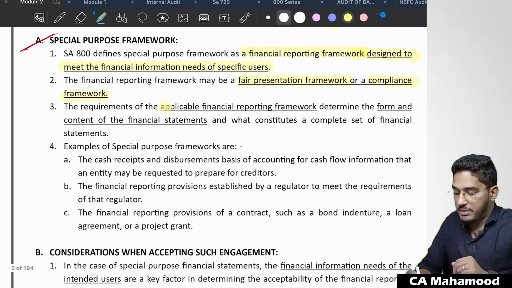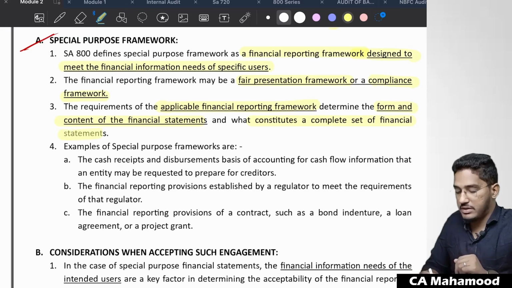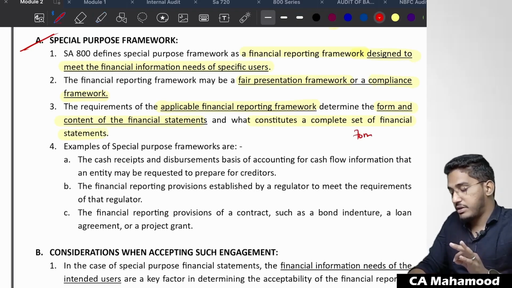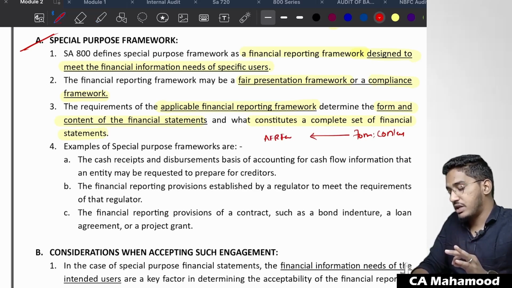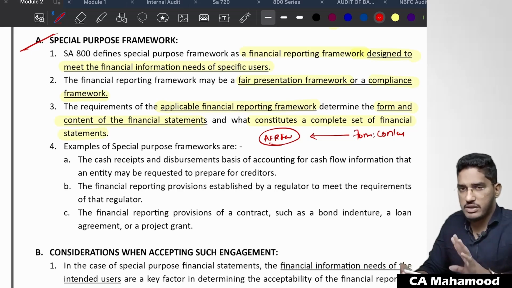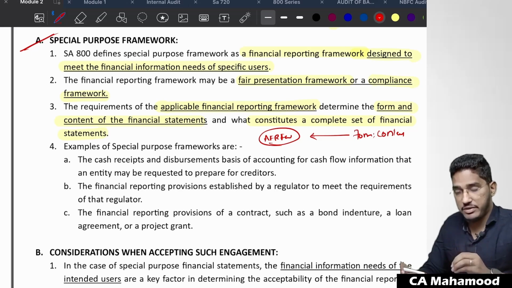The requirements of the applicable financial reporting framework determine the form and content of the financial statements and what constitutes a complete set of financial statements. So first thing is, what should be the format of the financial statements? What should be the content of the financial statements? All that will be decided on the basis of the applicable financial reporting framework. So first you have to determine what will be the applicable financial reporting framework. Are you required to follow Schedule 3 and accounting standards? Are you required to follow a special framework? Are you permitted to deviate? Are you not permitted to deviate?